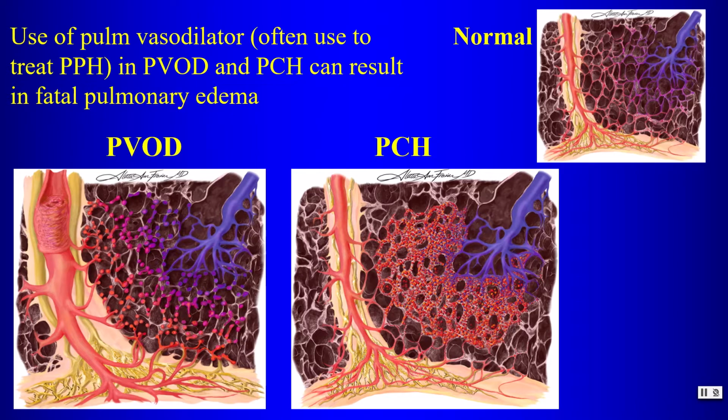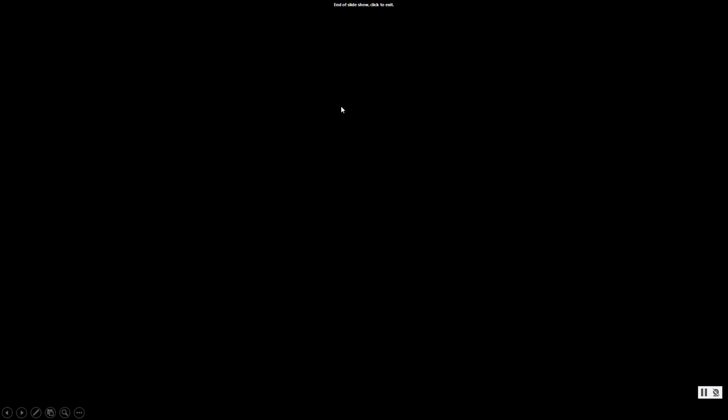With pulmonary veno-occlusive disease, the small veins are obstructed. With pulmonary capillary hemangiomatosis, proliferation of the capillaries then also results in obstruction of flow through the pulmonary vascular system, resulting in pulmonary hypertension.